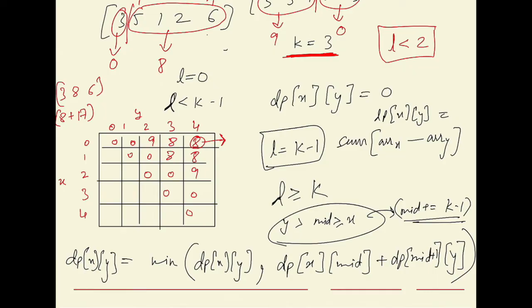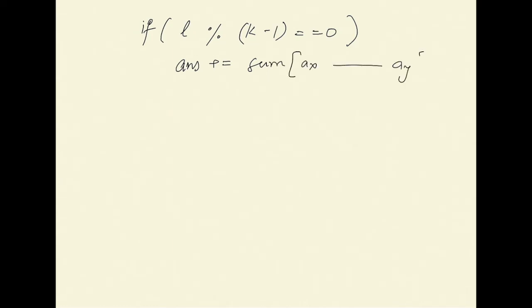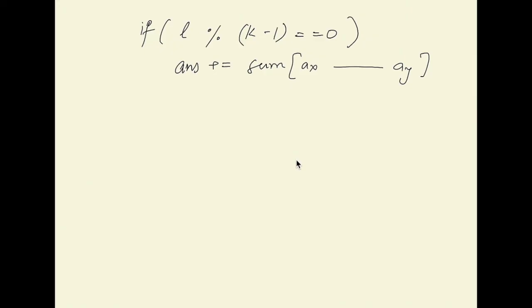So this is the tricky part. If L modulo k minus 1 is 0, then we also add to our answer the sum from a[x] to a[y]. And why is that? This is because let's say we had 4 elements a1 to a4.